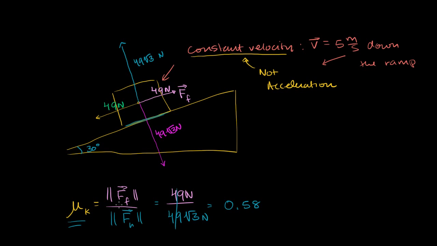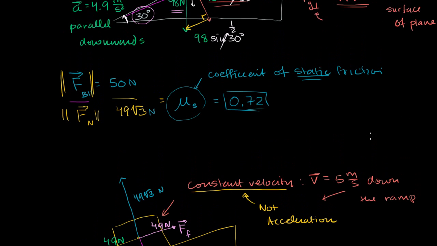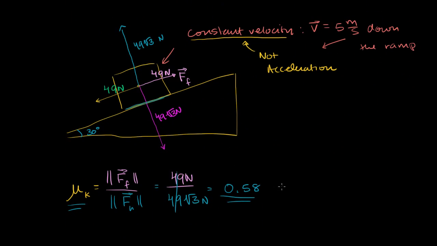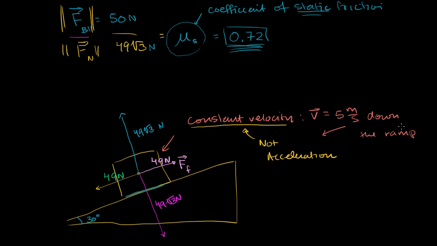Now, the interesting thing here is that the way I've set up this problem, the coefficient of kinetic friction is lower, if we assume the same materials, than the coefficient of static friction was. And for some materials, they might not be that different. But for other materials, the kinetic friction can be lower than static friction. You never see a situation where the coefficient of static friction, at least that I know of, is lower than kinetic friction. But you do see situations where the coefficient of kinetic friction is lower than the coefficient of static friction.